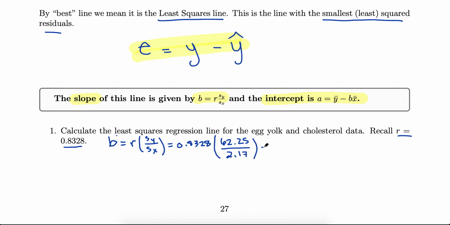If you work this out on your calculator, maybe pause and take a moment to do that, you should get 23.89, and I'm going to round to 4 decimals to keep this consistent with our work all semester. Nothing magical about 4 decimals, just trying to have a form of consistency as we go throughout. So this is the value of our slope of the best line.